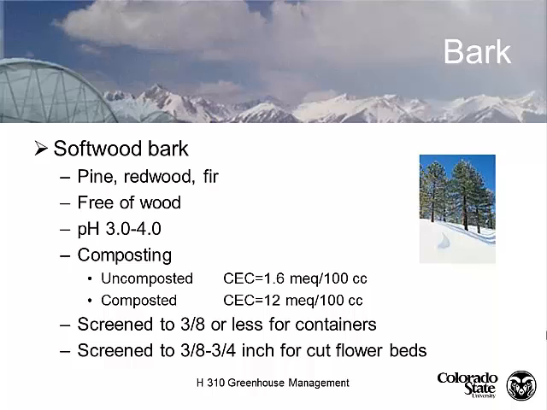Typically for container production, we're screening it with a hammer mill to less than 3/8 of an inch in sieve size. If it's 3/8 to 3/4 of an inch, that's for established beds. Any bigger than that is what they use for mulch. Okay. But softwood barks work very well for growing plant material.